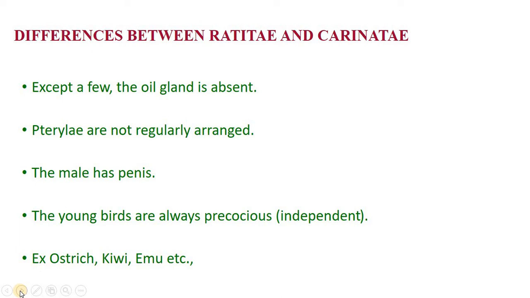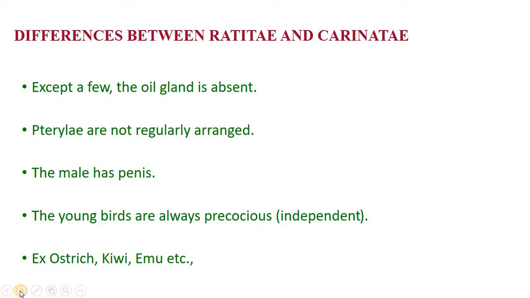Further, the young birds are always precocious, that means independent. Unlike in the Carinatae, where the young ones are helpless after hatching out from the eggs, here these birds are independent or precocious.